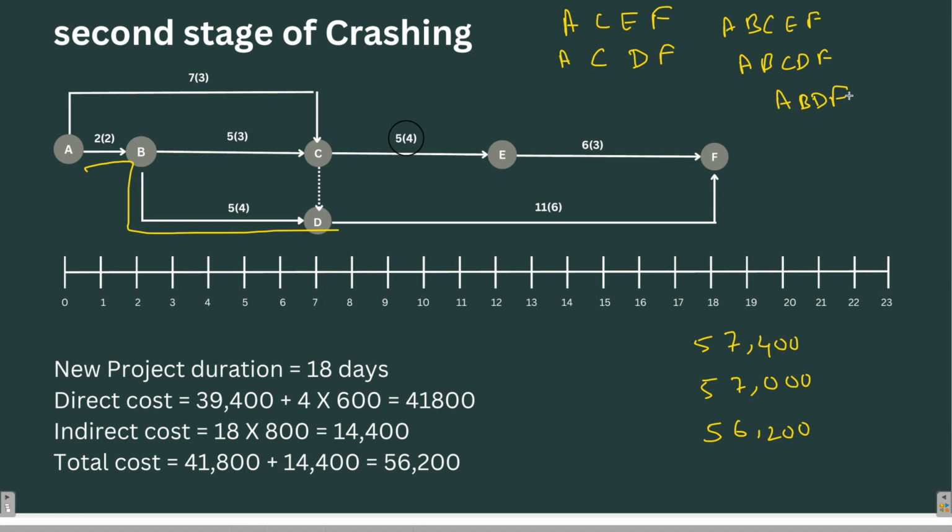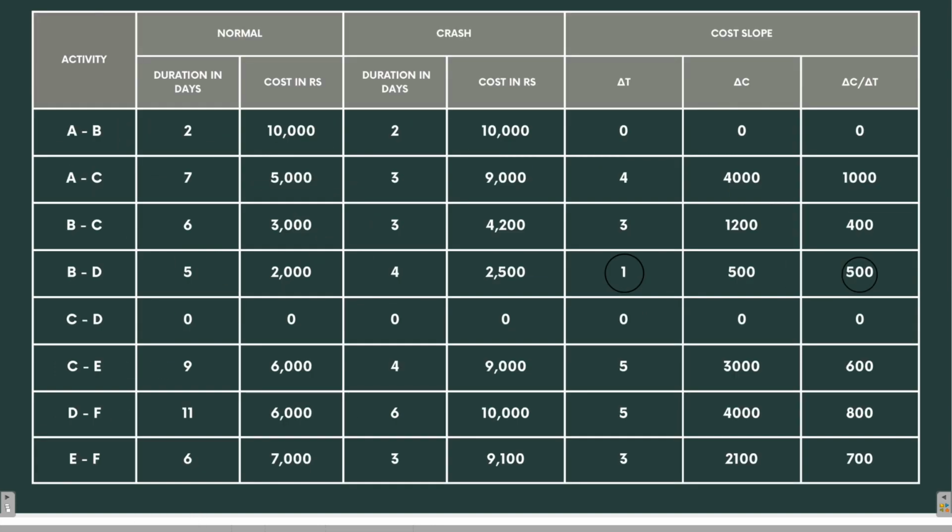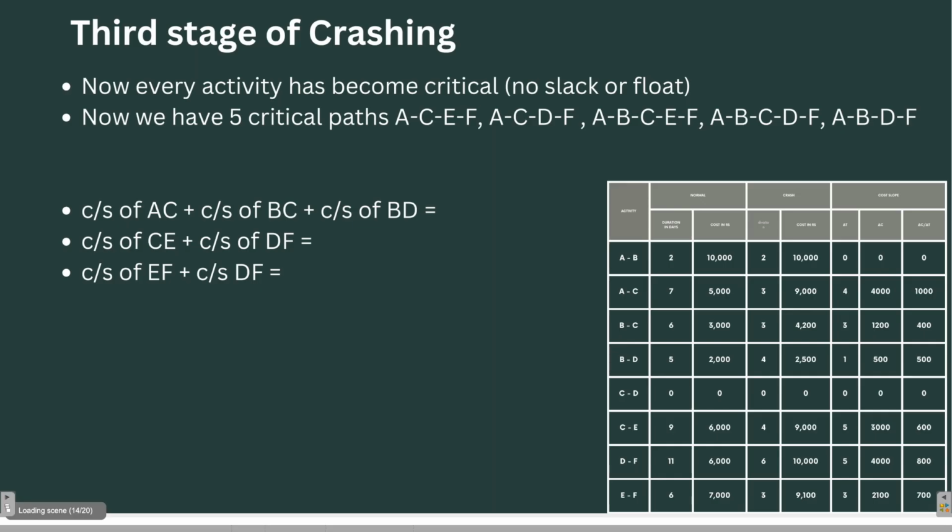Now we can crash any one of them. Let's see which one to crash. Now look here, these three, one, two, and three. That means AC, BC, and BD will be crashed together because they are parallel. And if you want to crash CE, then DF will also be crashed, so this and this will go together. Along with that, if you want to crash EF, this along with this will go together. So we have to calculate the cost slope considering these three combinations. So let's calculate the activity which is having the minimum cost slope.